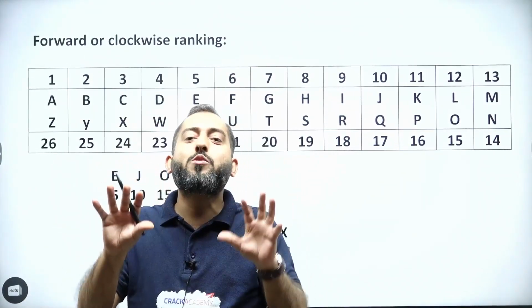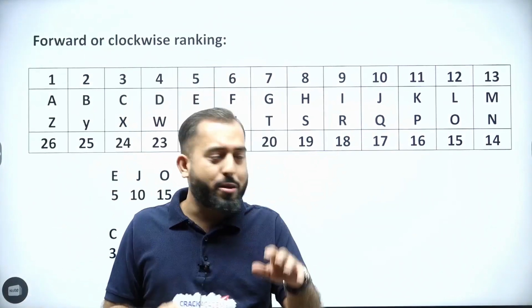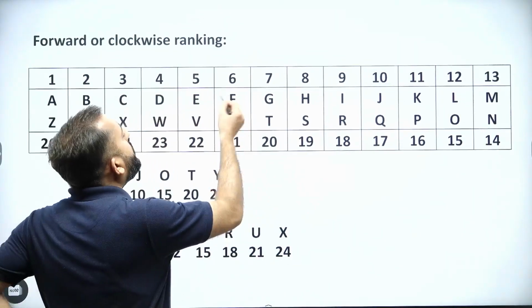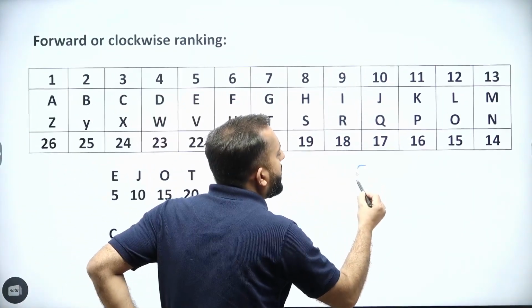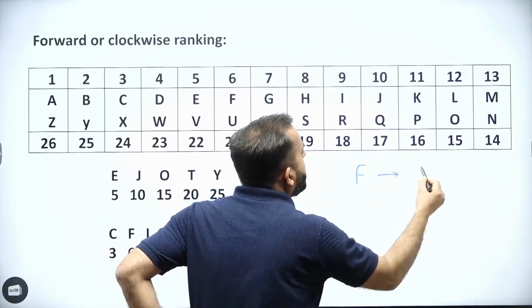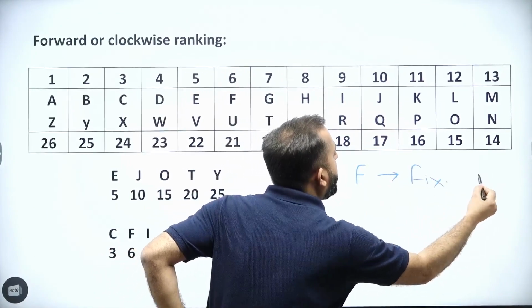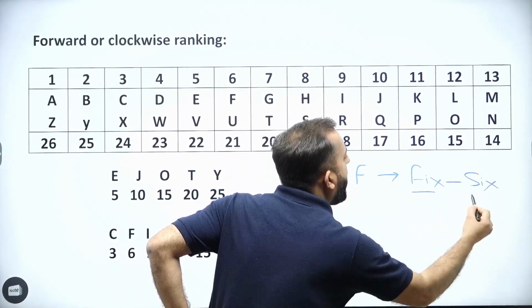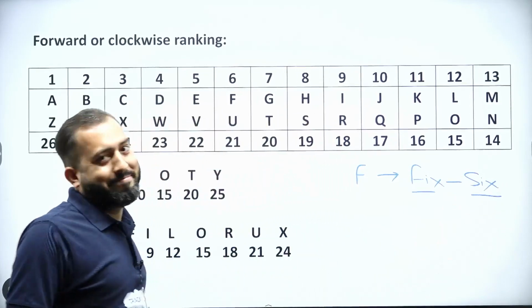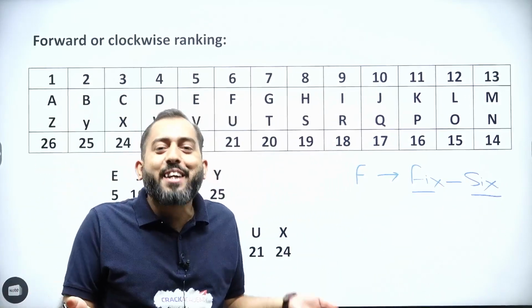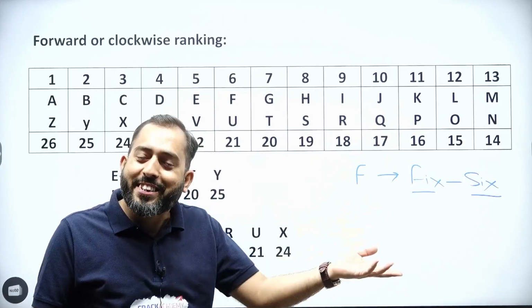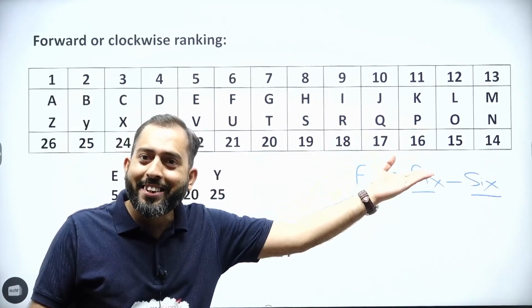Now let's try to understand those mnemonics. See, how to memorize the position of F? F is fix, and fix and 6 are rhyming. So the position of F is 6 in forward counting. F is 6, F fix 6, right?